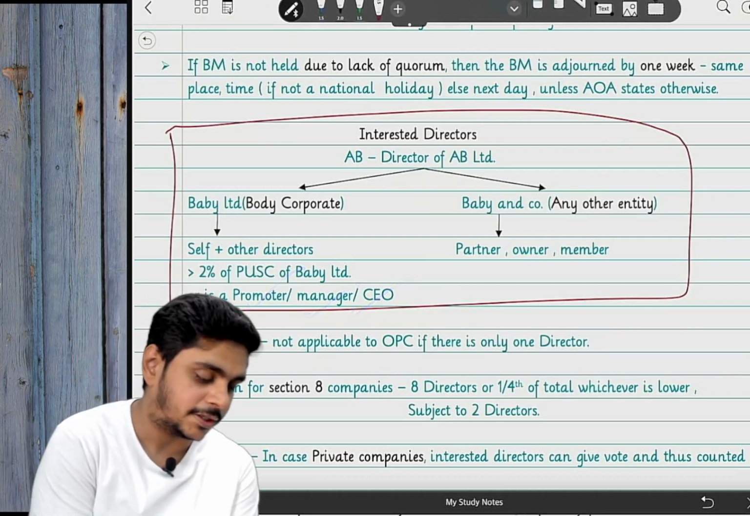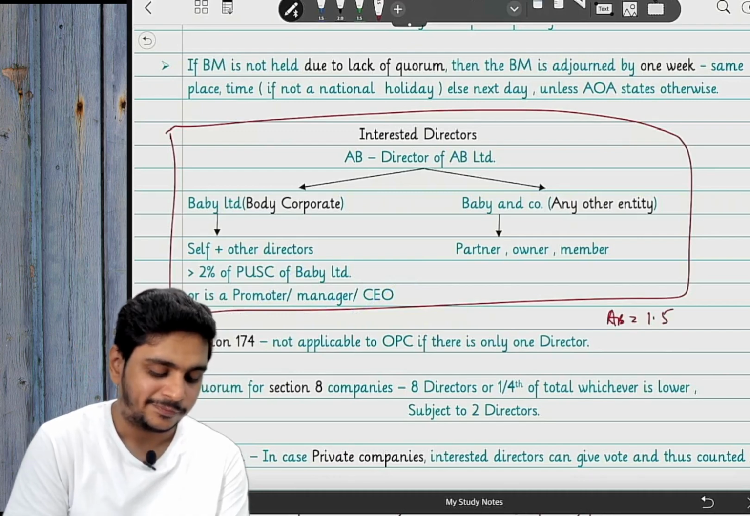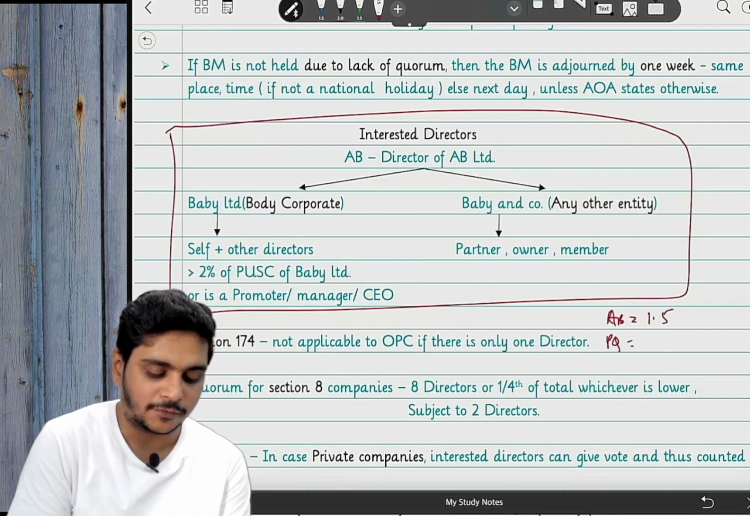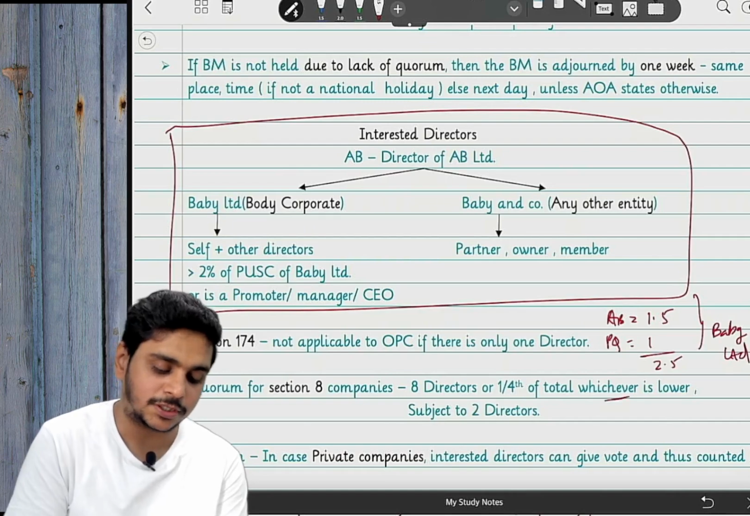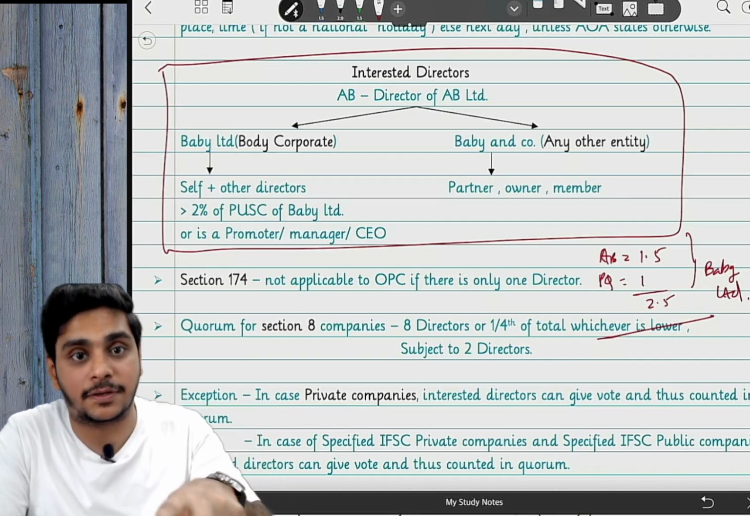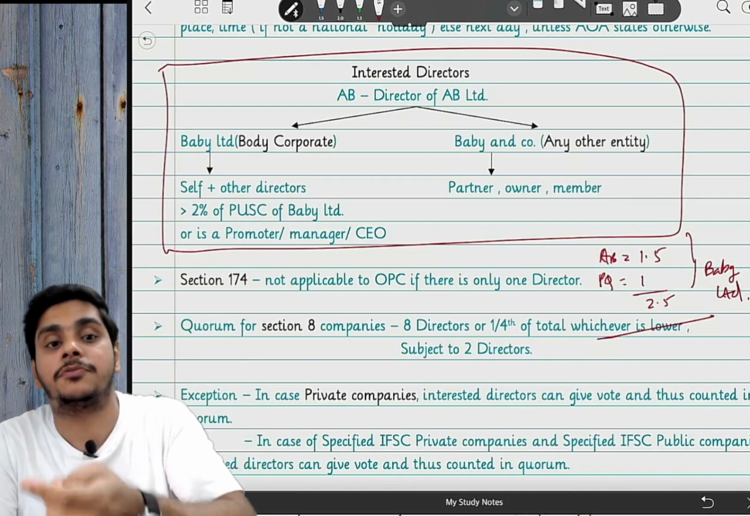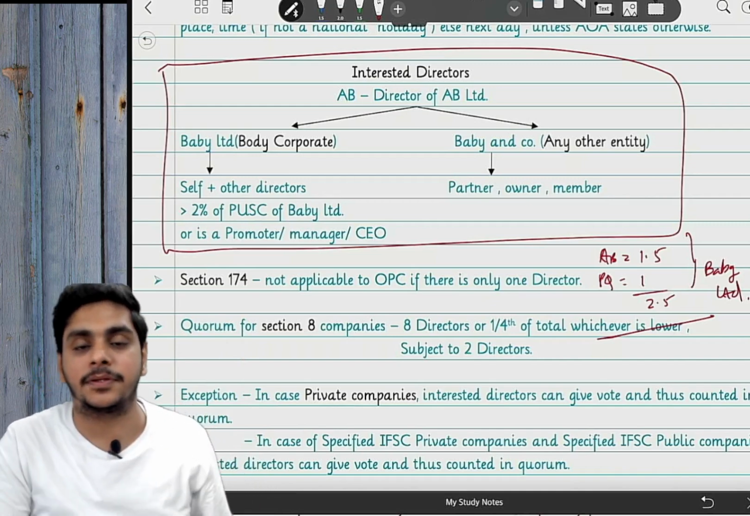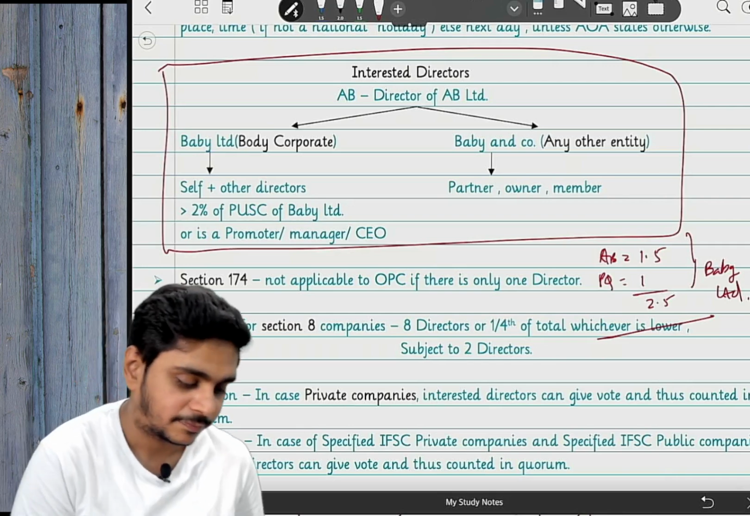Now imagine AB is holding 1.5% and PQ is holding 1%, total 2.5% in Baby Limited. Now the question is, who is the interested director? Sir, both are interested directors. Why? Because the rule is self plus other directors holding more than 2%. Combined, we are holding more than 2%, so we both are interested directors.